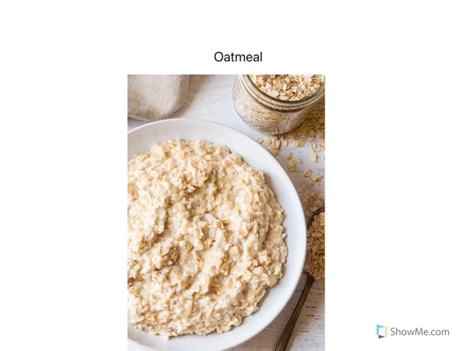O is for oatmeal. Oatmeal is something we have for breakfast. It tastes good with cinnamon or sugar or strawberries. O for oatmeal.